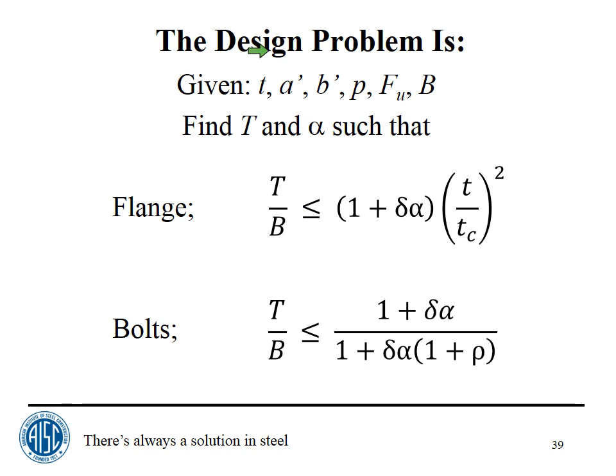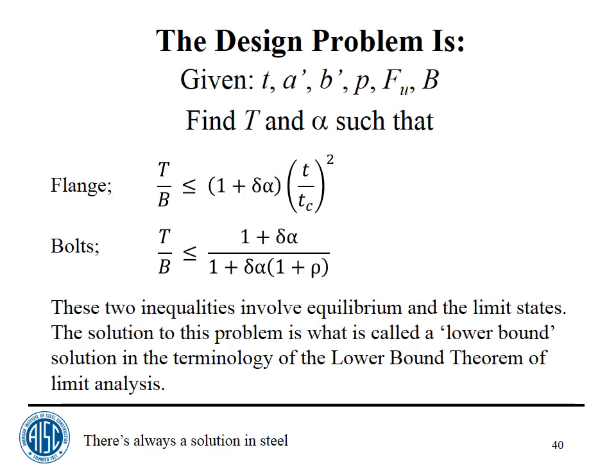How do we solve this problem? Well, these two inequalities involve equilibrium and the limit states. The solution to this problem is what is called the lower bound solution, in the terminology of the lower bound theorem of limit analysis. You saw that 3 weeks ago in session 1, where we talked about the lower bound, and I did a three-bar structure and showed you that if you get the true solution that satisfies equilibrium, limit states, and compatibility, you get the peak solution.